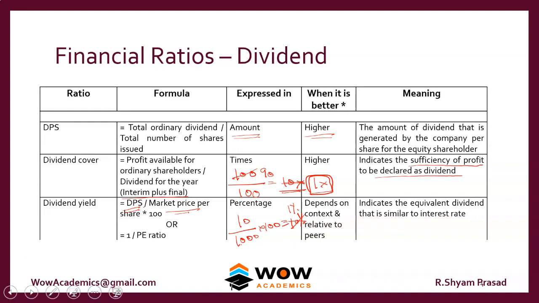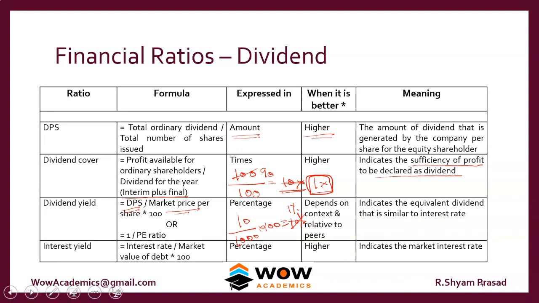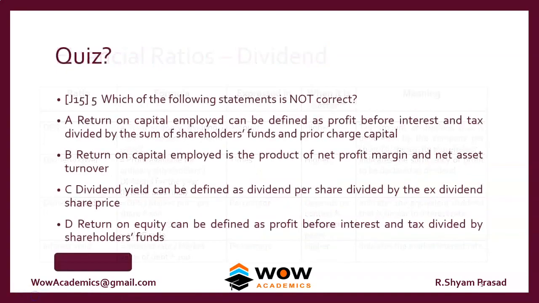So we'll move on to the next ratio. The next ratio is interest yield ratio. This is a normal ratio that is being calculated. Interest divided by market value of debt. It's referred in percentage. The higher the interest, it's better for the investor. So that's about the interest yield ratio. So we'll move on to the next.